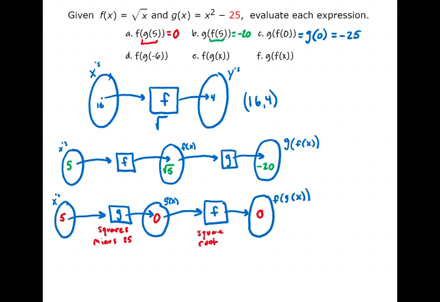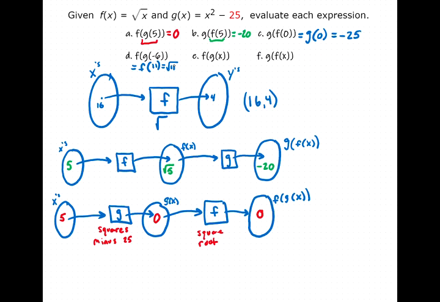And for part D, f of g of negative 6. So we plug negative 6 into the g function. So g of negative 6 would be negative 6 squared minus 25. So negative 6 squared is 36. And 36 minus 25 is 11. So for the first part, the g function, we get 11. And then we plug in 11 into the f function. We should get the square root of 11.